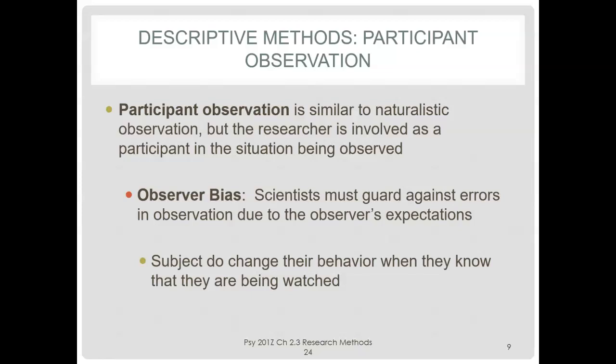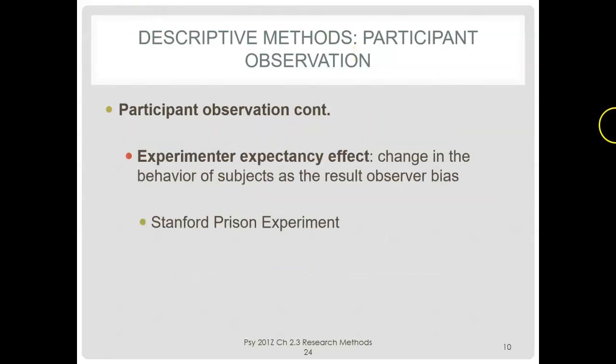With participant observation, we have to be really careful because we've injected ourselves into the situation, but we have to make sure that we're not influencing subjects' behavior. Another issue with participant observation is the experimenter expectancy effect, and this is change in the behavior of subjects as the result of observer bias. So, again, we've got to be very careful with how we interact with subjects. Ideally, we don't.